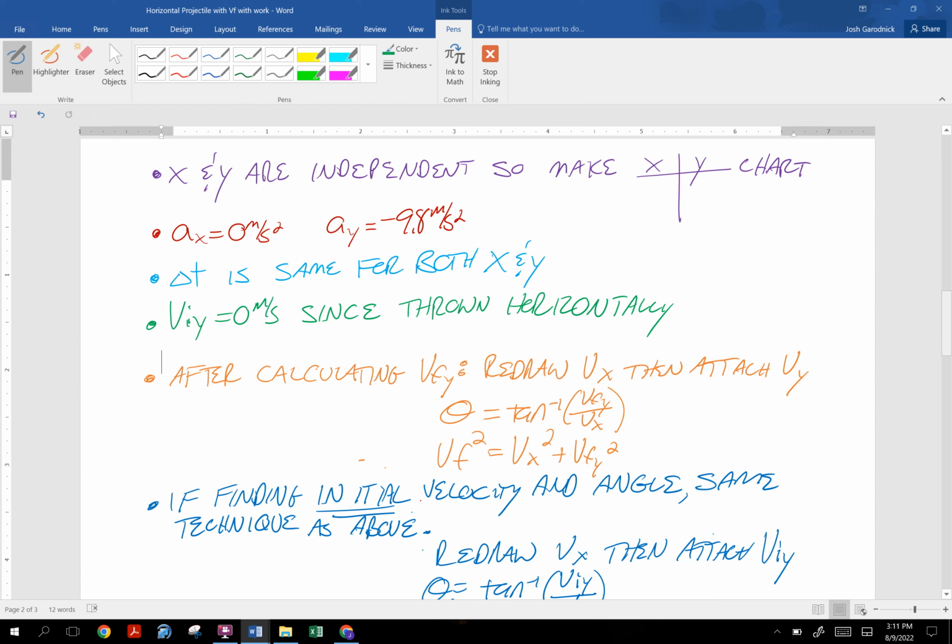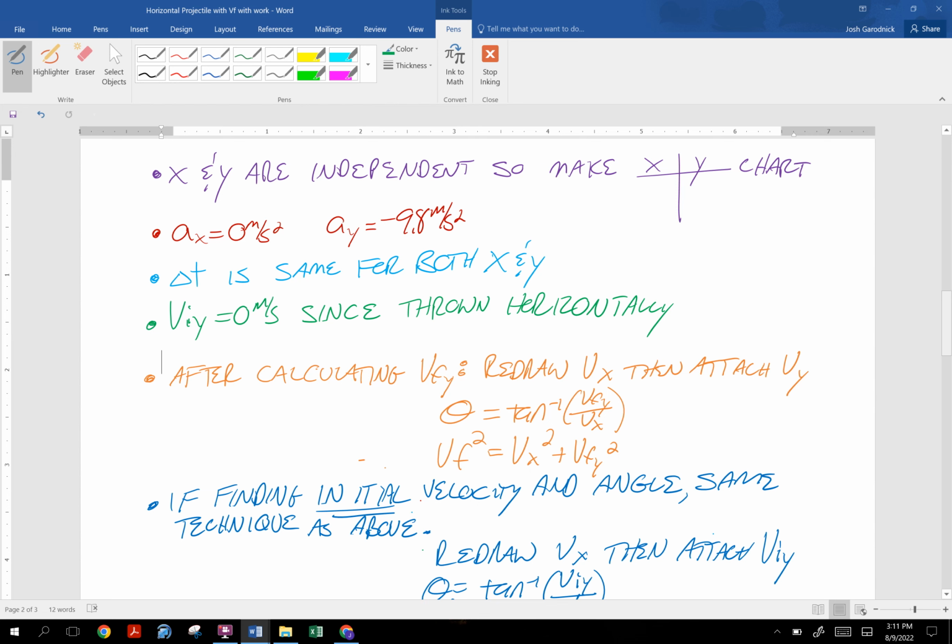In this particular problem, since it's thrown horizontally, we still don't know what the object is. You'll have to let me know what you think the object should be. The initial vertical velocity is 0 meters per second because it's thrown horizontally. In the end, if you're trying to find the overall final velocity, my suggestion is to redraw Vx, then attach Vy. Theta will be the inverse tangent of always the y over the x, and the speed will be using Pythag. So you're going to hear me say all year, Pythag, inverse tan.